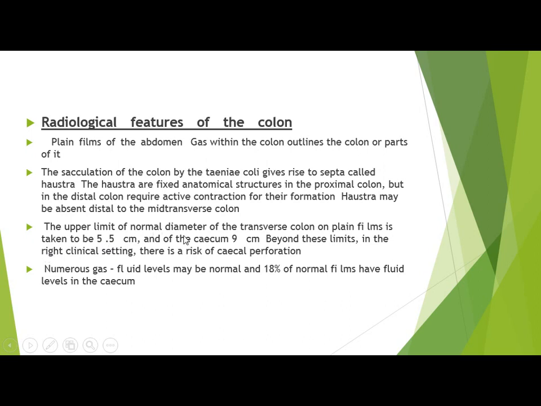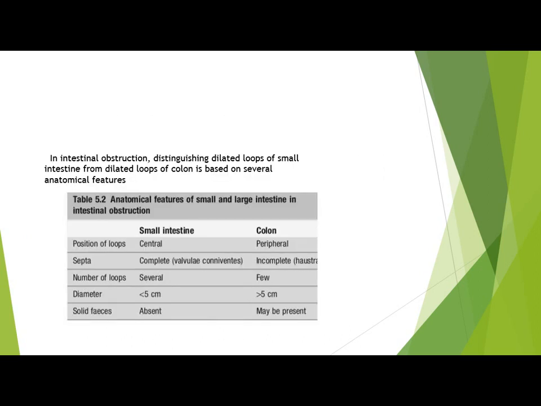The upper limit of normal diameter of the transverse colon on plain films is taken to be 5.5 centimeters, and for the caecum 9 centimeters. Beyond these limits, in the right clinical setting, there is a risk of cecal perforation. Gas fluid levels may be normal, and 80% of normal films have fluid levels in the caecum. So when you see a caecum more than 9 centimeters, you have to be very alarmed. You know, it will perforate. 9 is the magic number.